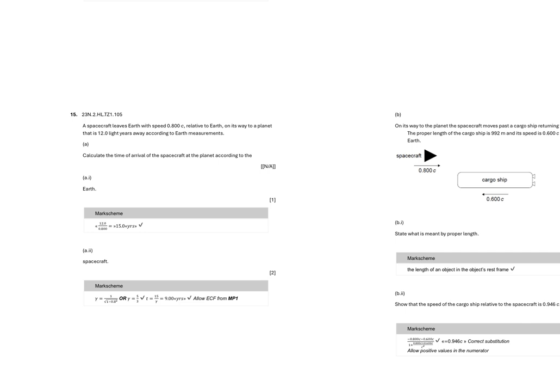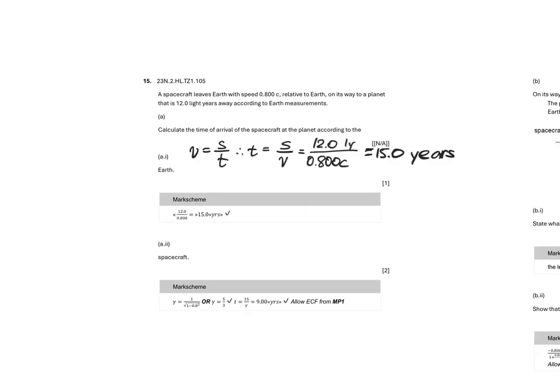And the last question here is number 15 with multiple parts to it. So we have a spacecraft leaving Earth with a speed of 0.8 c relative to Earth on its way to a planet 12 light years away from Earth. And it says, according to Earth, which is at rest, find the time of arrival. So we could just use regular old v equals d over t, assuming a constant speed, or s over t. And so t would be s over v, so 12 light years over 0.8 c is 15 years.